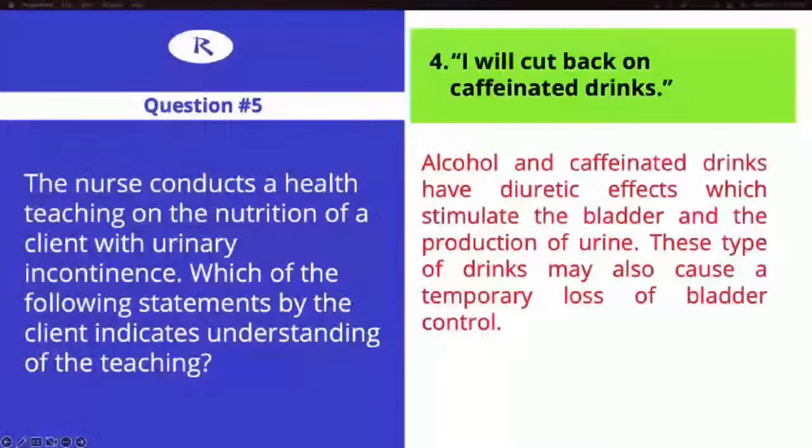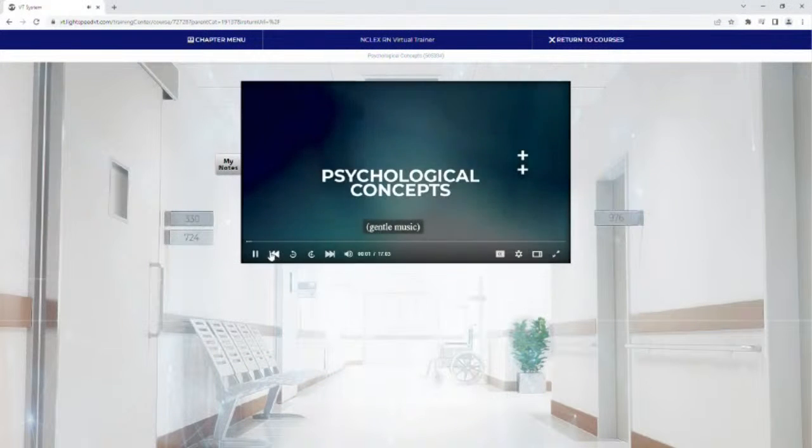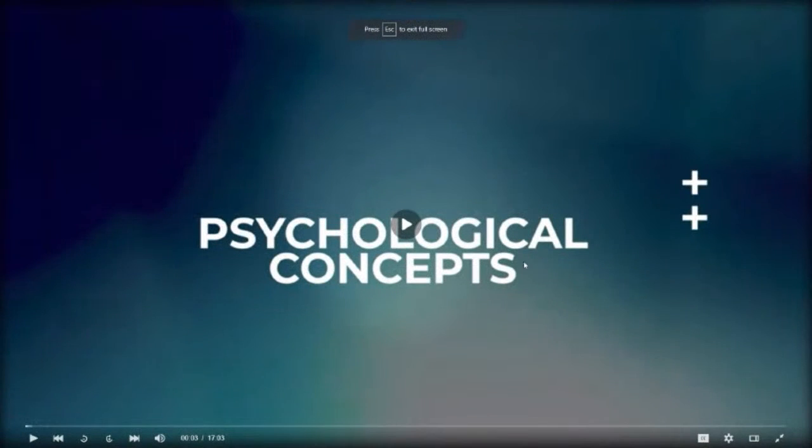Let me see how long this mental health, psychological concepts is. If it's a little longer, I probably might not do it. Okay, it's 17 minutes. We running this one? Is this the one y'all want, or is there another? Mental health. All right, it's mental health time. Let's see my mental health presentation in the virtual trainer. And let me know if y'all can hear this.